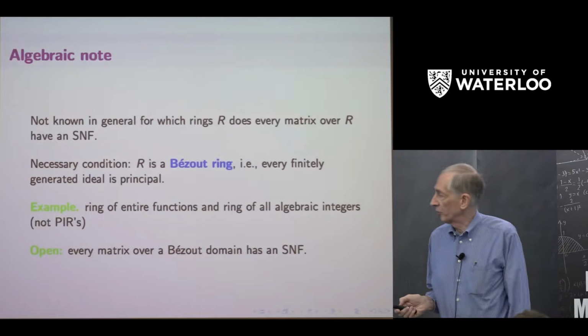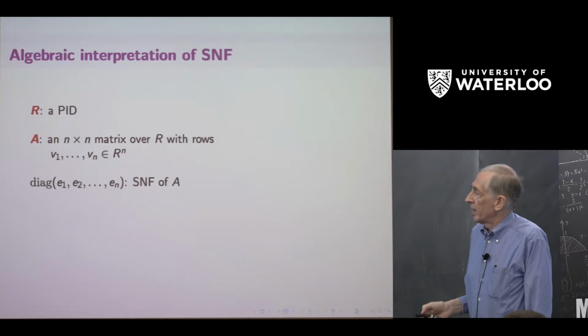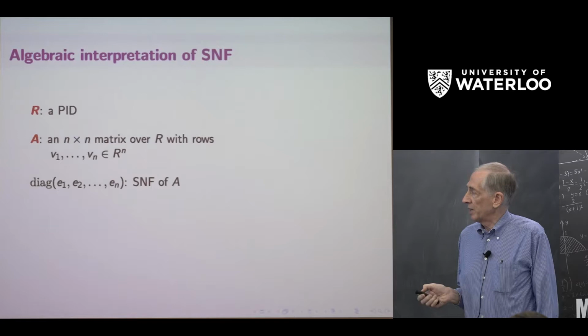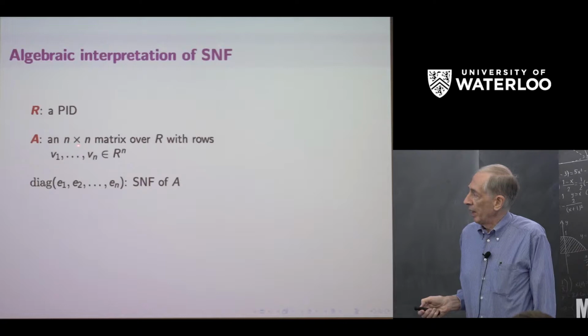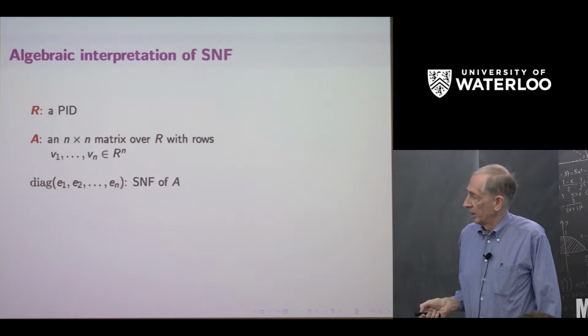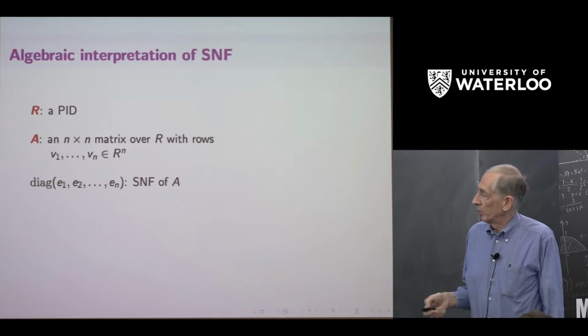Now, there's a very nice algebraic interpretation of SNF, which shows us algebraically a natural concept. Let's just assume R is a PID, principal ideal domain, and A can be any n by n matrix over R with rows V1 up to Vn. So these rows are elements of R^n. And let's say this diagonal matrix with entries E1, E2, up to En is a Smith normal form of A, which is going to be unique up to multiplication by units.